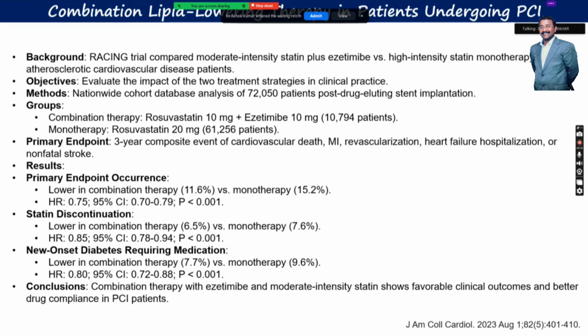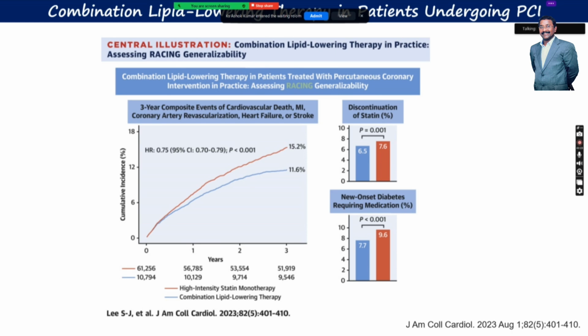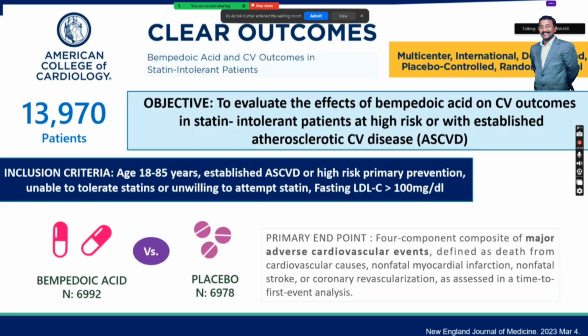So combination drugs, conclusions: the combination of ezetimibe and moderate intensity statin shows favorable clinical outcomes and better drug compliance in all these patients. So again, the combination therapy. If you see here, 3-year composite events of cardiovascular deaths, myocardial infarction or revascularization, heart failure, etc. are very much reduced with the combination therapy rather than high intensity statins. Here the red one is high intensity statins and the combination of drugs is the blue one. So here the 11.6%.